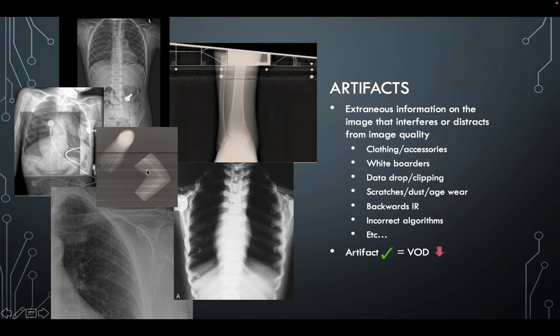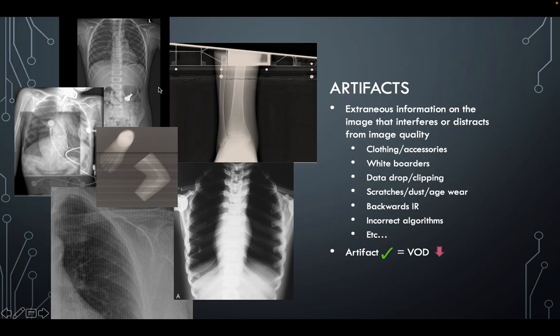Scratches, dust, wear, age, artifacts that happen on a CR plate. You may see dead pixels on DR plates. Backwards IR, here's an example of that. It'll look more like a galaxy on your DR plates. And then incorrect algorithms. So here's an example of this. This is a chest x-ray run under a femur or more bony anatomy algorithm. So clothing and accessories, obviously in this instance we would want to repeat, especially if we're really concerned about whatever's going on in the abdomen here.